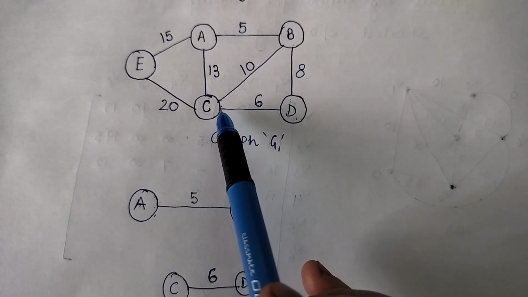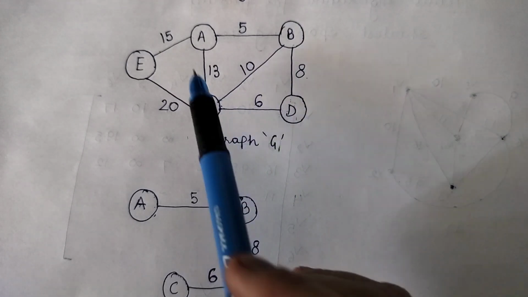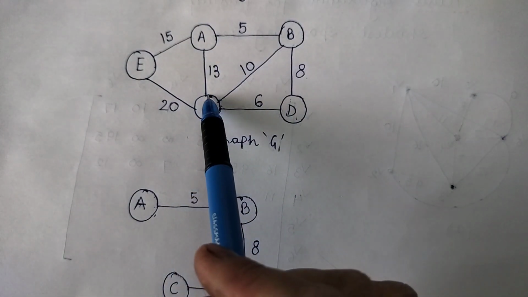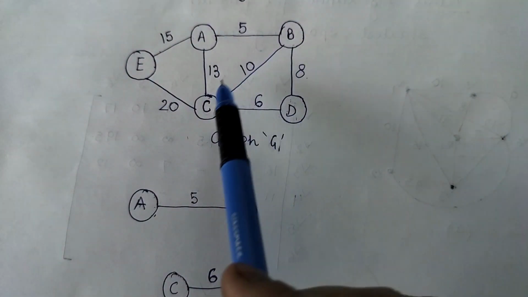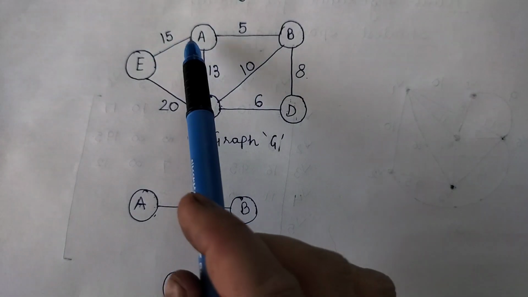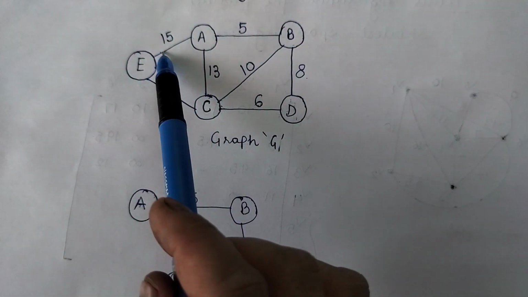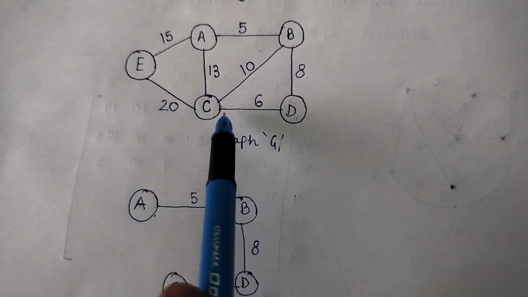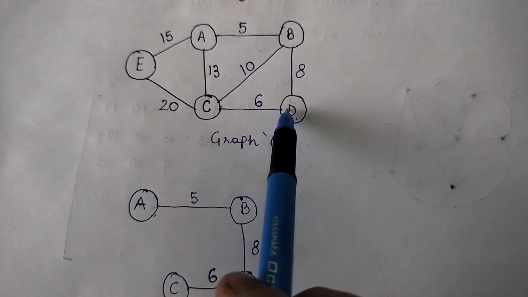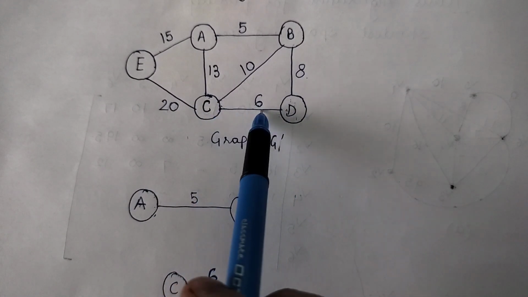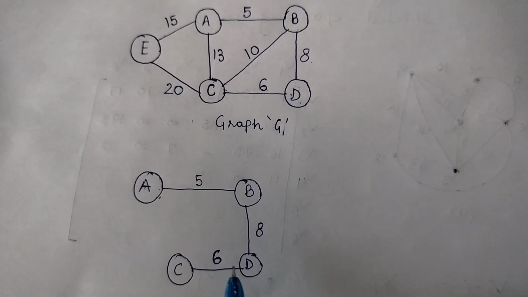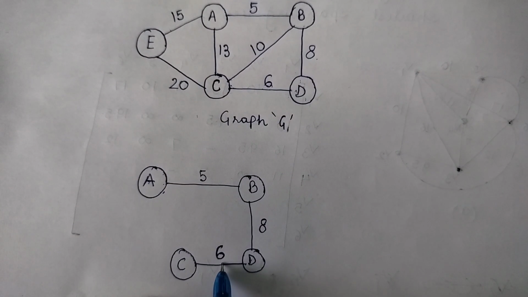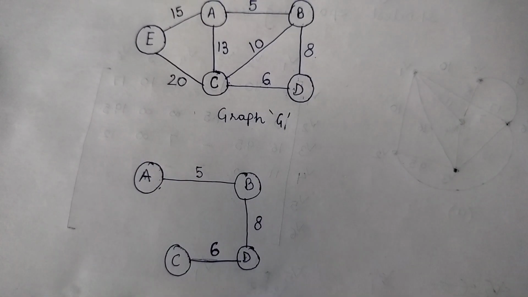That is why I chose vertex C from vertex D, because from vertex A the cost of reaching vertex C was 13. From vertex B the cost of reaching vertex C was 10. From vertex A the cost of reaching vertex E was 15. And from vertex D the cost of reaching vertex C was 6. So this was the minimum cost, hence I chose this. Right, so from D to C the minimum cost is 6, so I draw it like this, the edge that is going from D to C with cost 6, right?